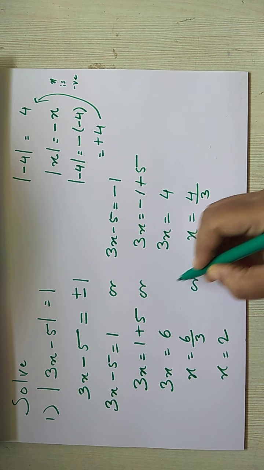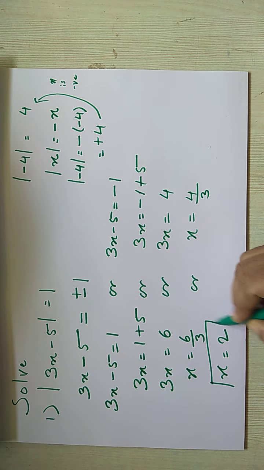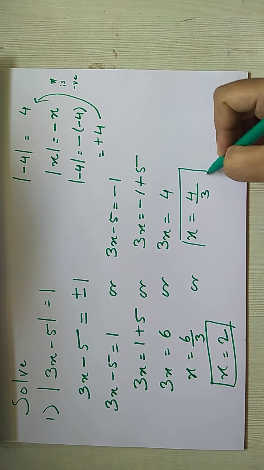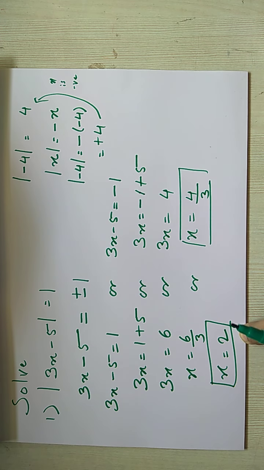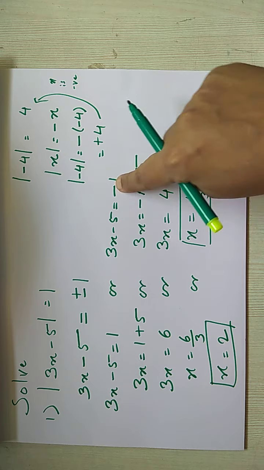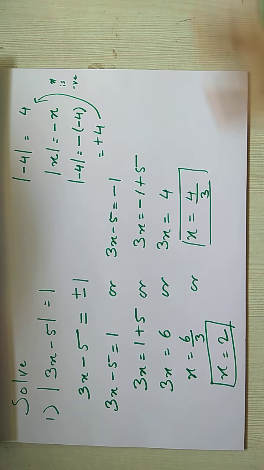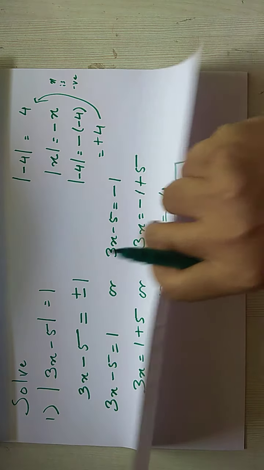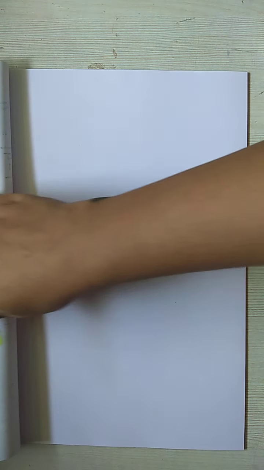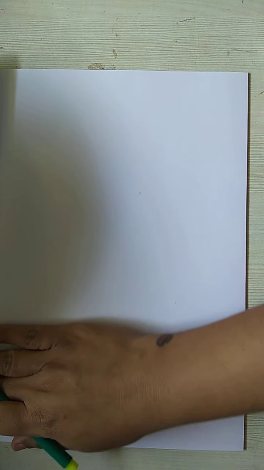This is OR, children. OR means x can take both the values. When it is value 2, you have a positive answer. When it is value 4 upon 3, you get a negative answer. So we have solved for both the cases. Okay, let's do one more example, children. We have a total of 4 sums over here. Let's do 2 more examples now.